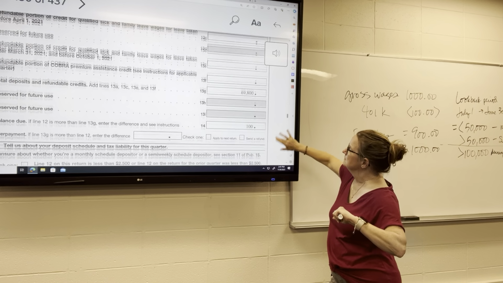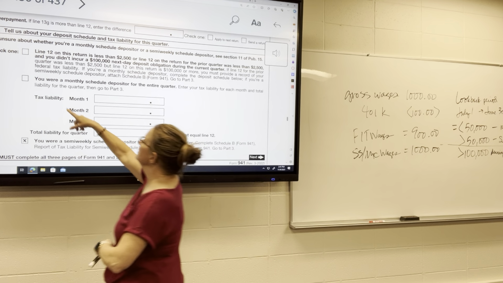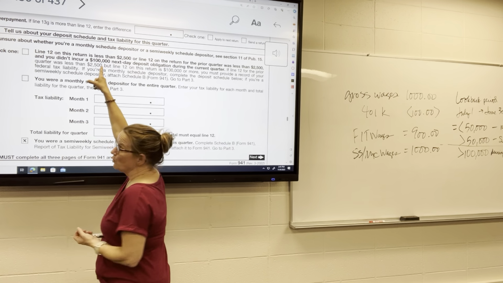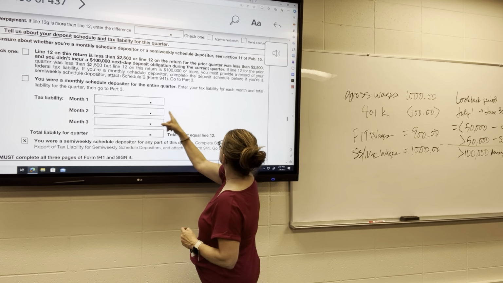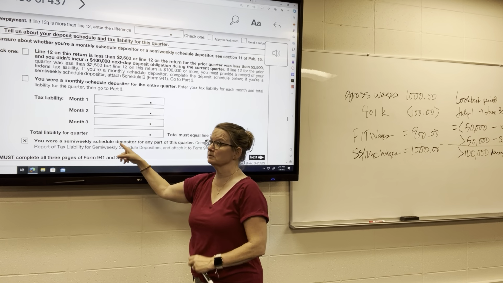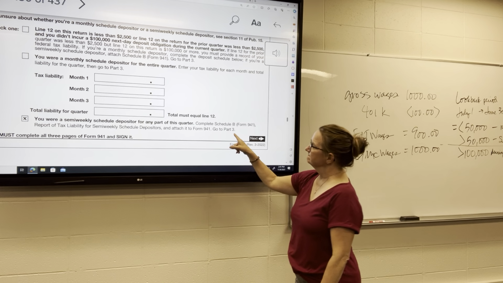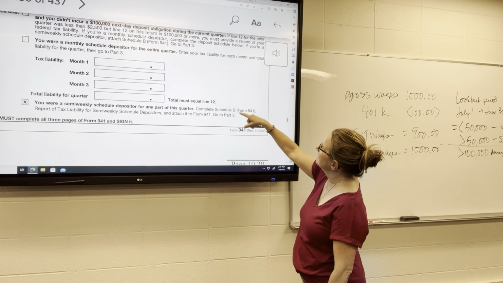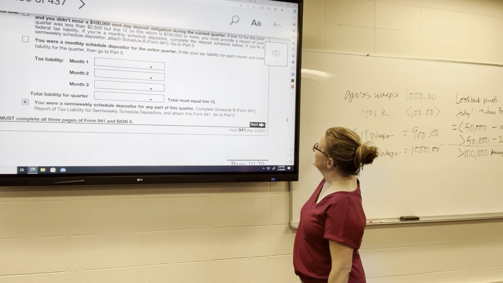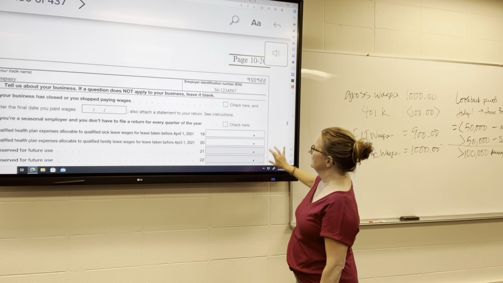Let's see, what do I want to say? This part here, part 2, if you're a quarterly depositor, you would check this box, so you owed less than $2,500. If you were a monthly depositor, you would check this box and indicate what your liability was, not what your deposits were, but what your liability was for each of those months. If you were a semi-weekly depositor, you would check this. Or it should say also, if you had any payday where you had $100,000 or more, you would do that.